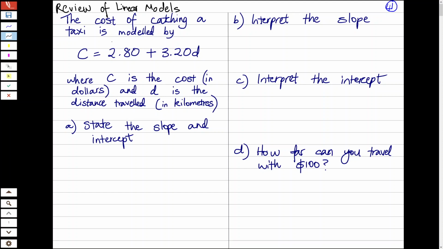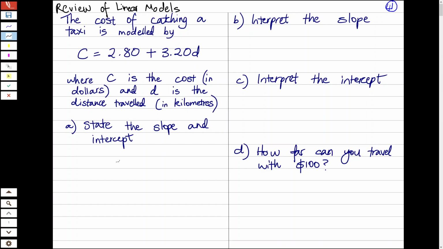Okay, so we're continuing with what we did last class. So here I've given you an equation. C equals 2.8 plus 3.2 times D. And I've been very, very helpful. I've told you what the letters mean. So I've told you that C is the cost of hiring a taxi, and D is the distance traveled by the taxi. Okay? So all we want to do is identify what the slope is, identify what the intercept is, and put into words what those numbers mean.